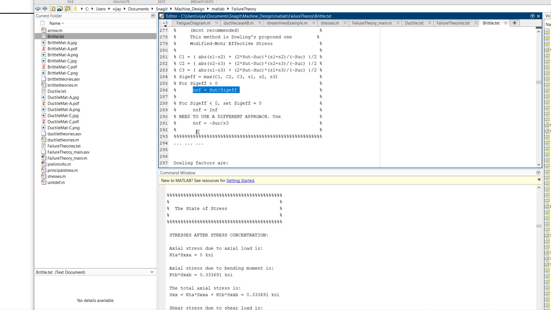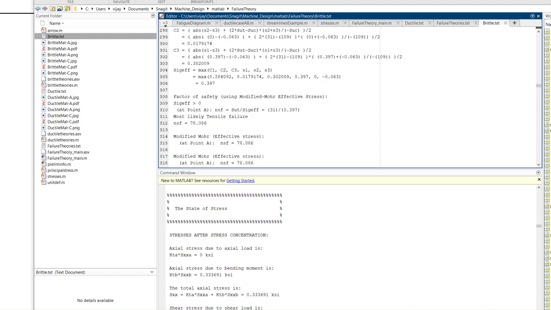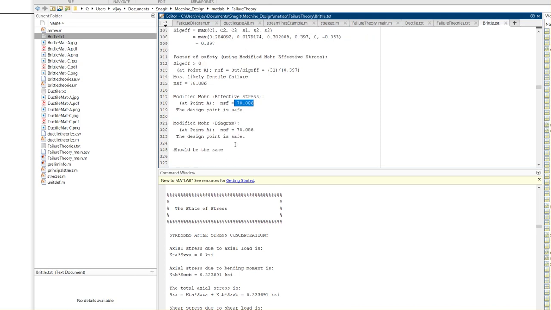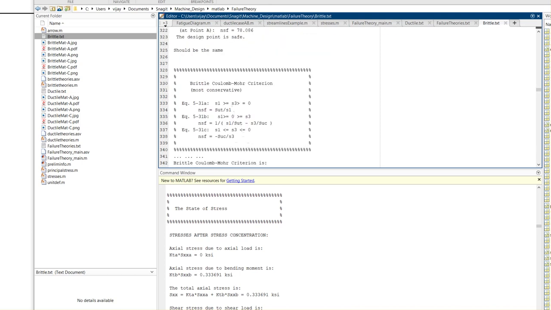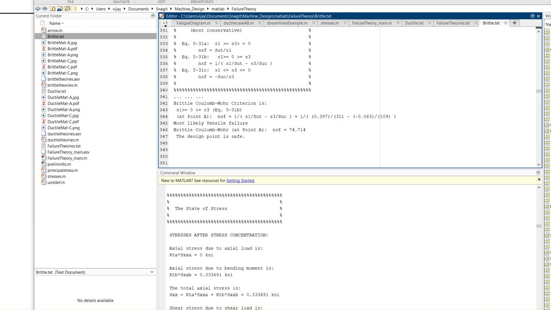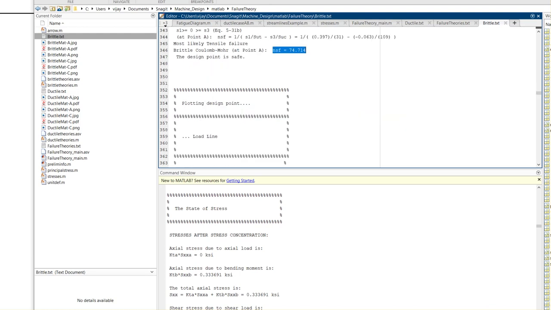One alternative that I recommend, just use this approach then instead. Okay, so that also gives you the same value, which is also expected. Brittle Coulomb-Mohr is the most conservative one, and you can see that when you apply all the values in here, you will get something very small.